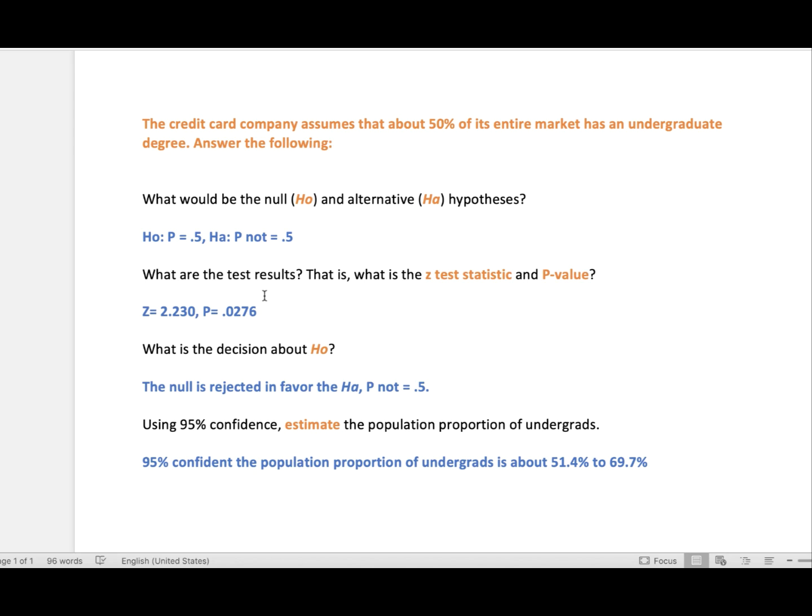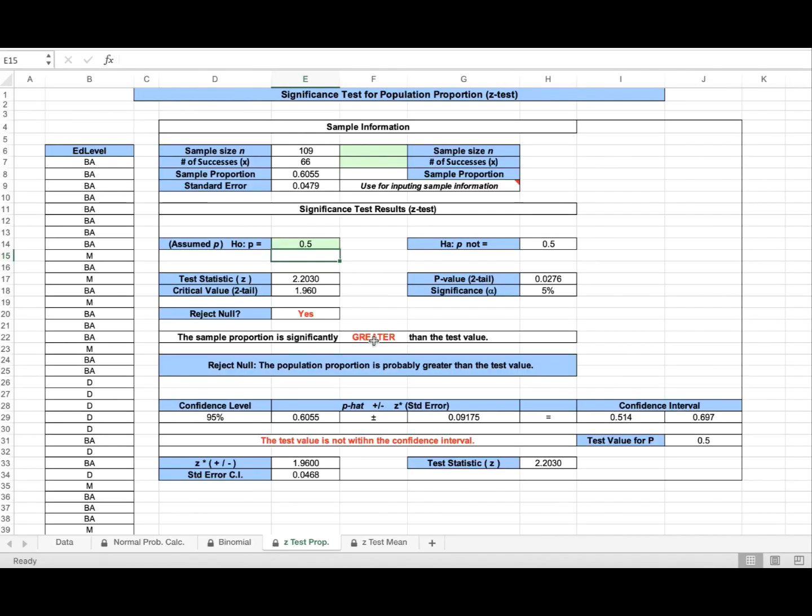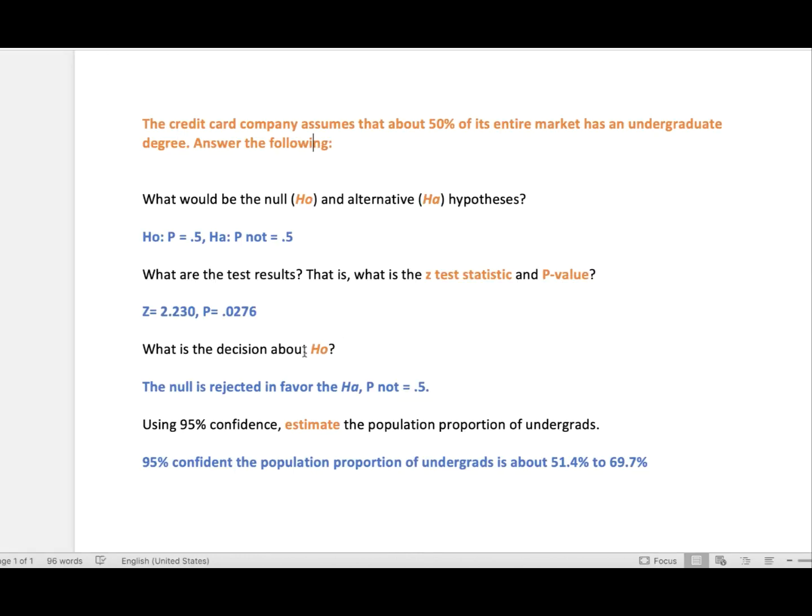When considering test results, we're always looking for the test statistic and the p-value. Here our test stat is a very strong 2.23, which makes our two-tailed p-value only 0.0276. On our spreadsheet, our test statistic and p-value are easily obtained. We can see that our p-value is less than alpha, and our test statistic is beyond the required 1.96. What is the decision about the null hypothesis? In this case, the null is rejected in favor of the alternative.